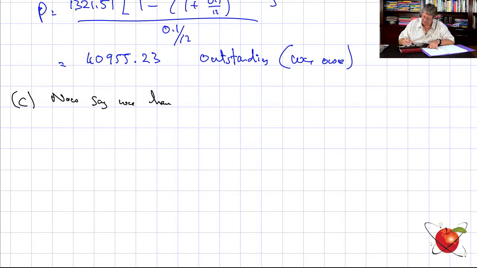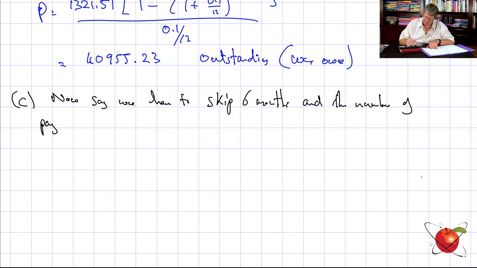Say we have to skip 6 months. And the number of payments remains the same. Essentially, we have restructured the loan.